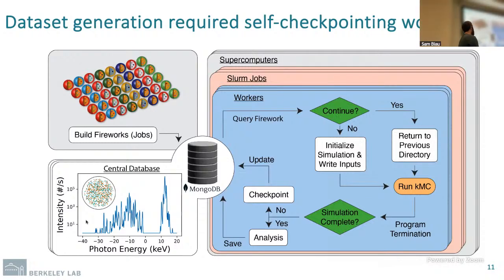They're held in a central Mongo database. And then you just throw as many jobs at it as you can across as many computers as you can, self-checkpointing, saving the state of your trajectory in your Mongo database. One figure represents so much work required to build this data set.